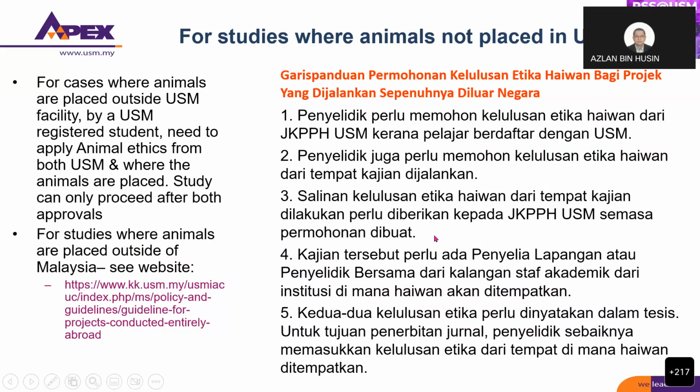So what happens if the study, in the same manner, if the human research is done somewhere else, outside USM, outside Malaysia? The student needs to get both clearances. One is the USM IAC, as well as the respective ethics committee of animal research at that particular place where the animal is placed. Okay, all right. And this is the detail. You can always refer to this on the website as well.